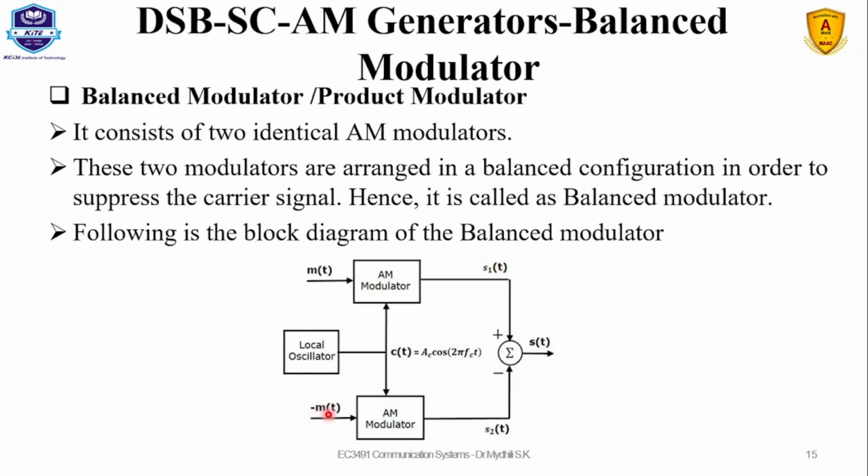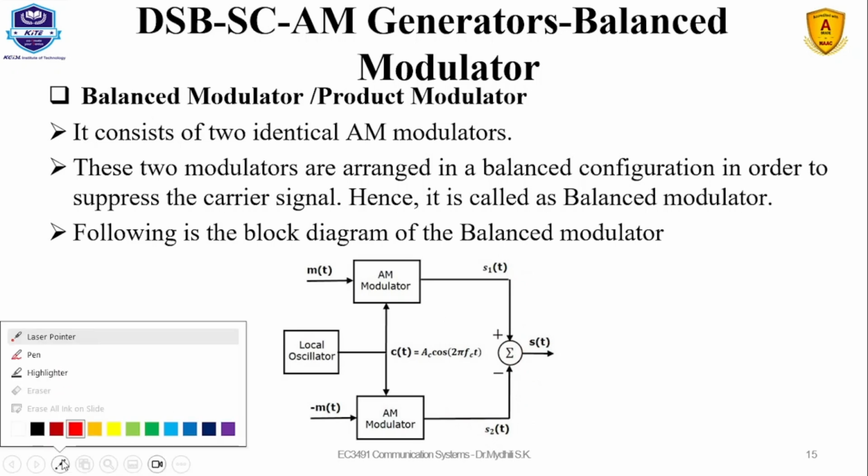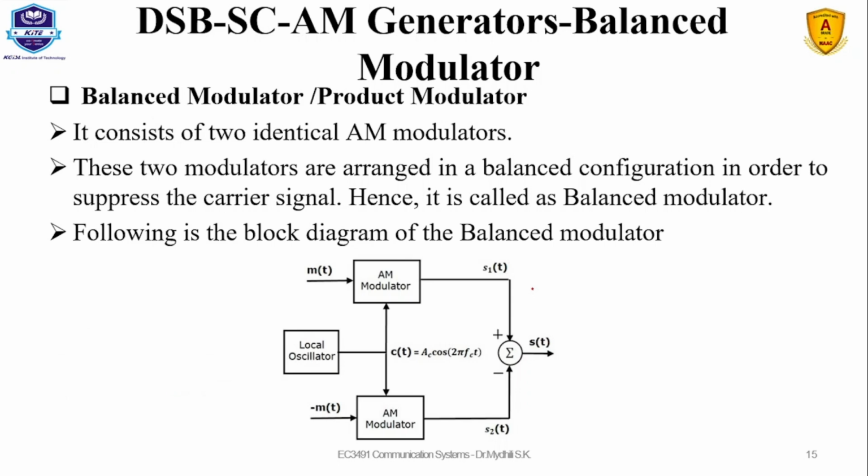In the next case, since we have to produce a lower sideband, we are reversing the message signal. That is, the negative of the message signal is given here to the product modulator, which multiplies to give the output S2 of t. Finally, these two are added. Here we will get the upper sideband and here we will get the lower sideband. Both these signals are added together, so when added we get the upper sideband and lower sideband. So we have obtained only the double sideband case here.